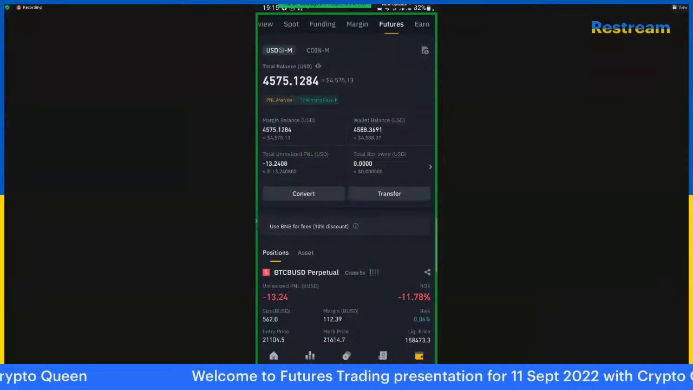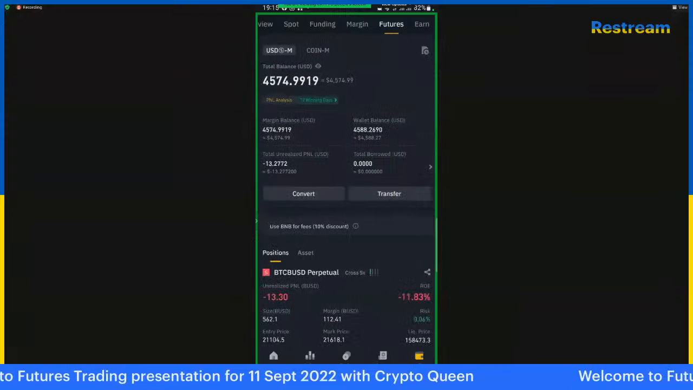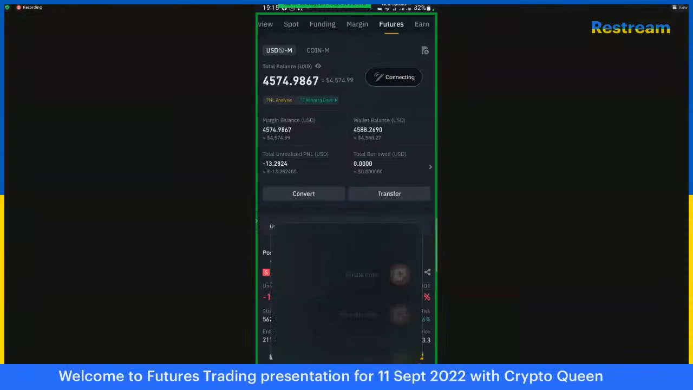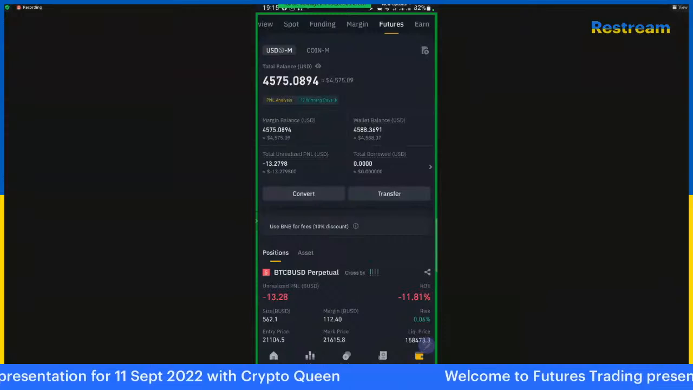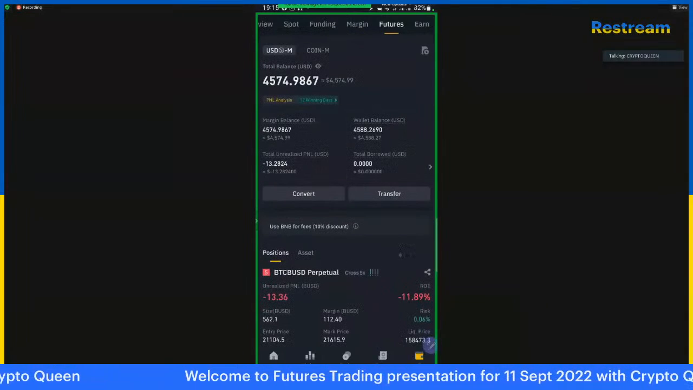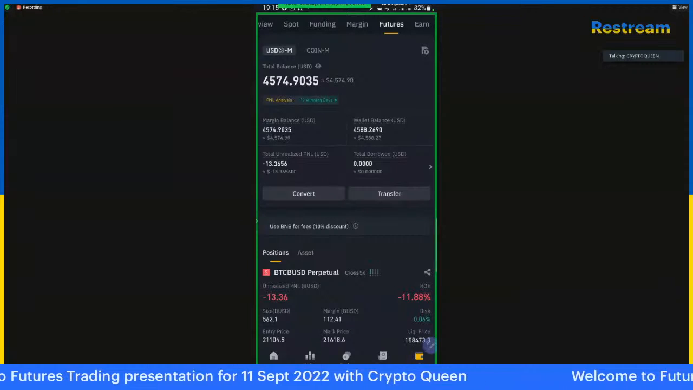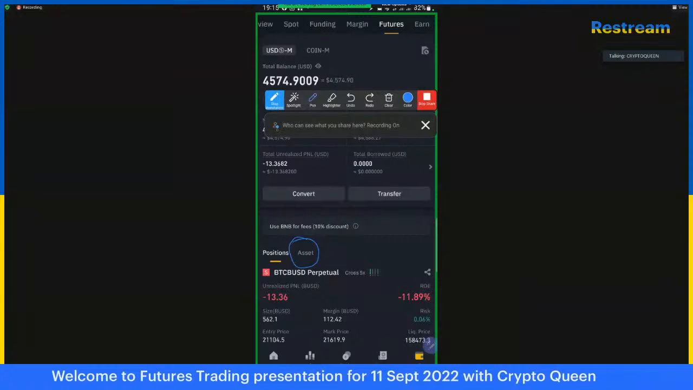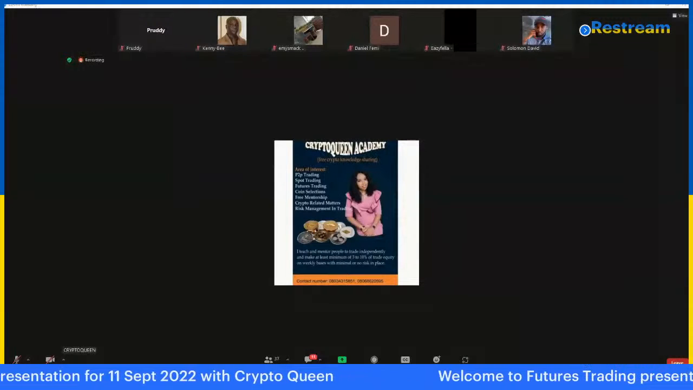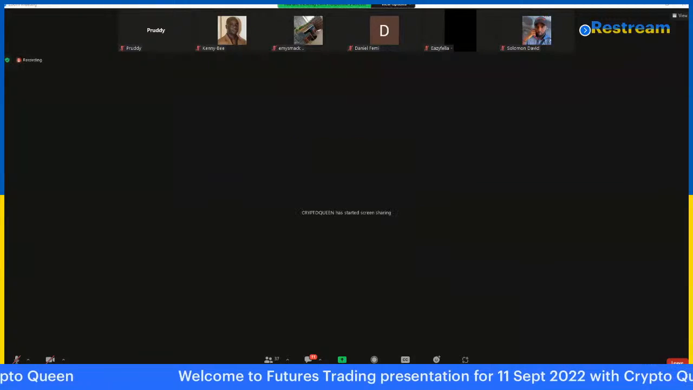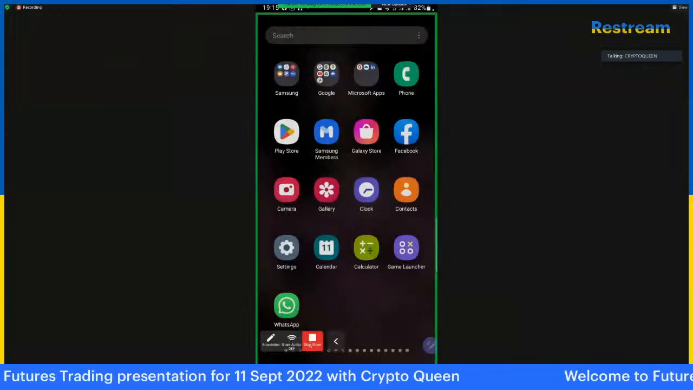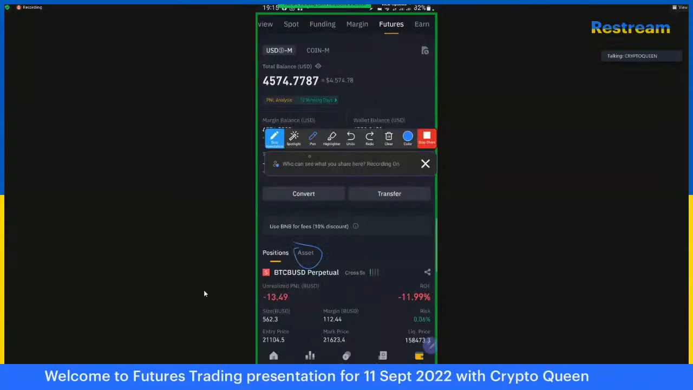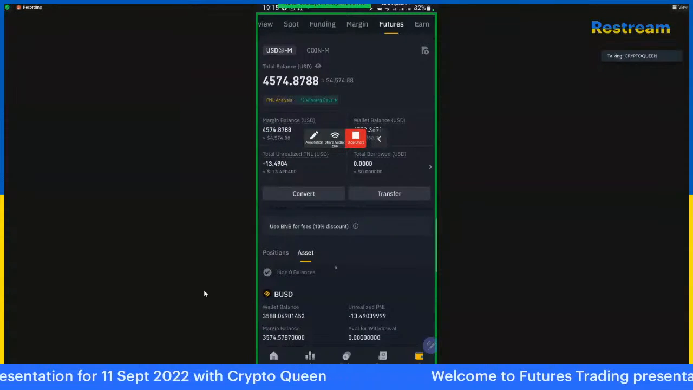If I click on assets here, where is my marker? If I click on assets here, I'm able to see the asset I'm holding.